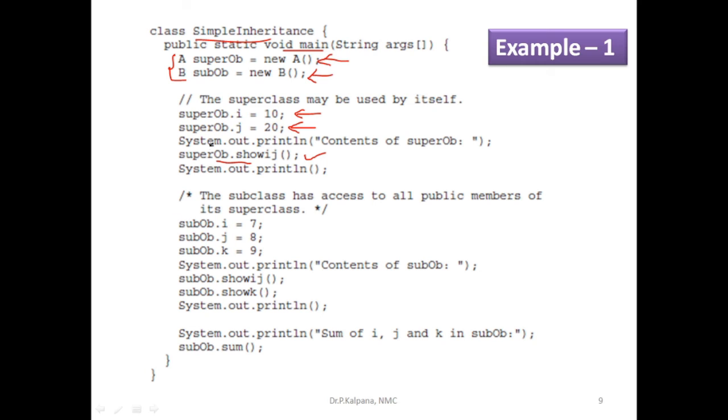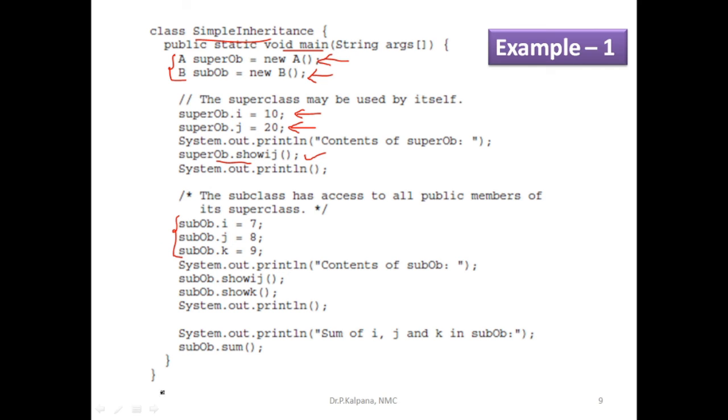Next, I am going to invoke the variables i, j, k using subOb. See, look at these three statements: subOb.i = 7, subOb.j = 8, subOb.k = 9. These three statements are valid as far as subOb is concerned. Whereas superOb.k = 30, if I give a statement like this, it will give you an error message because superOb may not know what is k. Whereas subOb knows what is k, what is i and what is j, because subOb is capable of accessing both the members of the base class and the subclass.